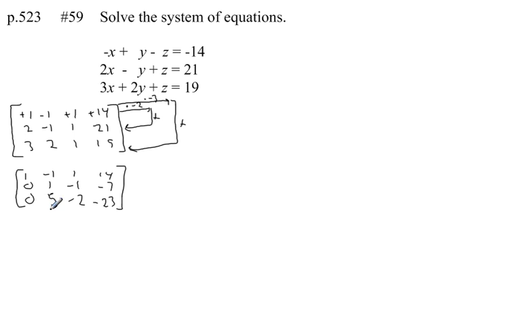Next I want to try to get a 0 in this spot. And I can do that by multiplying the second row by negative 5 and adding that to the bottom row. Okay, so let's do that. Notice the top row is going to stay the same. The second row is going to stay the same. The bottom row is going to change. So first column won't change at all. 1 times negative 5 is negative 5, plus 5 is 0. Negative 1 times negative 5 is 5, plus negative 2 is 3. And negative 7 times negative 5 is 35, plus 23 is 12.